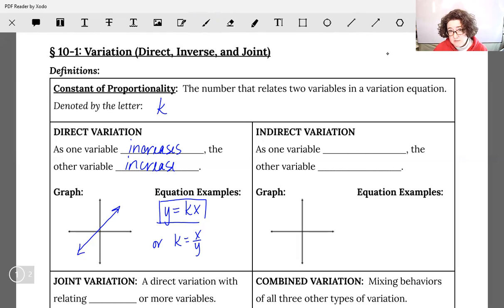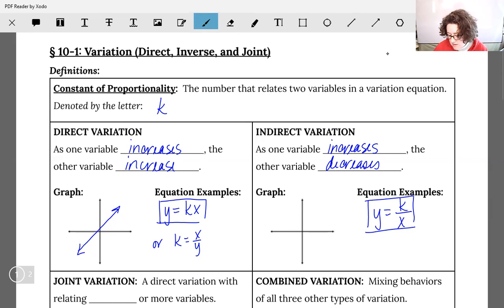Now, indirect variation, again, goes kind of the opposite way. So as one variable increases, the other is going to go the opposite direction, so it's going to decrease. And again, the way we would usually see this is y equals k divided by x. And so if you think about what we've seen in previous functions, if we've seen something that looks like y equals 1 over x, well, then graphing that out, we'd have the same kind of graph as those rational functions that we looked at a little while ago.